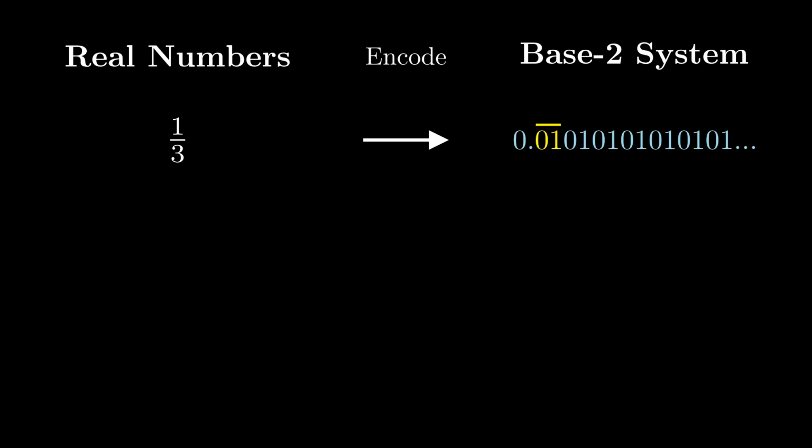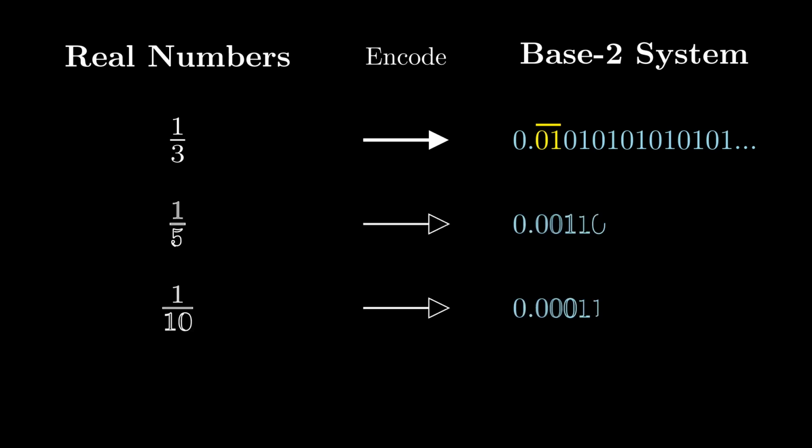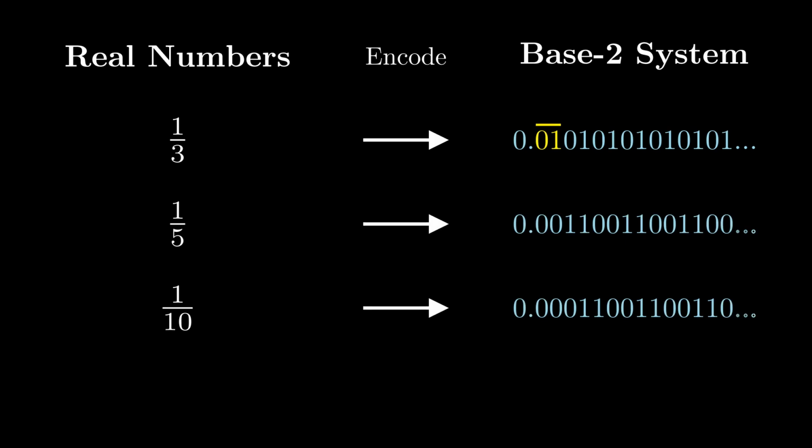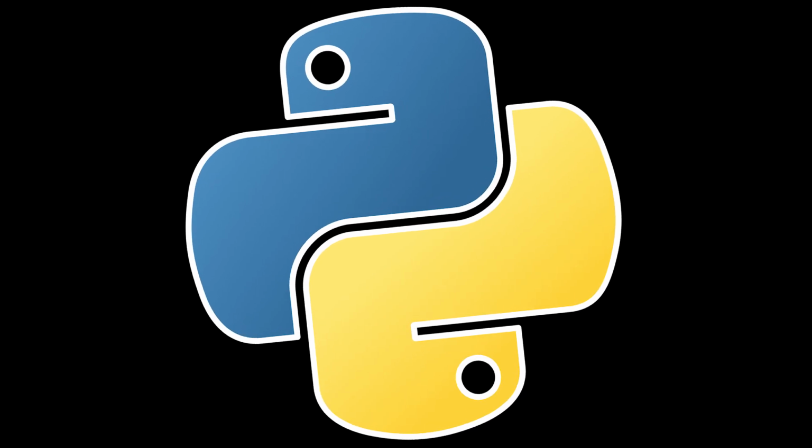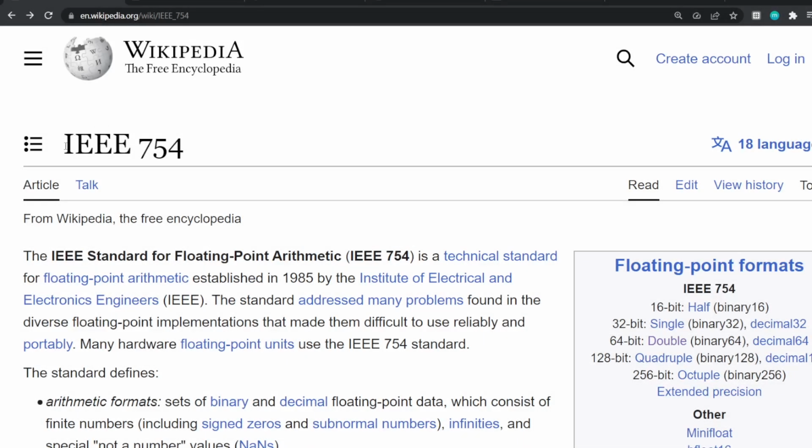But this is also the case for some other values such as 1 over 5 or 1 over 10, both of which show the same phenomenon in a base 2 system. That being said, we will try our best to store the most precise approximation given the available space. In Python, and to encode real numbers into the float data type, a standard called IEEE 754 is adopted.